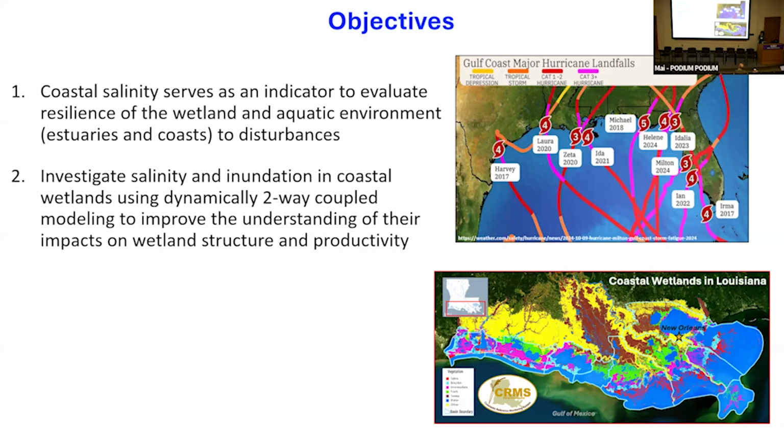In the Gulf Coast, hurricanes have dramatically impacted coastal ecosystems, such as coastal Louisiana. We are dominated by coastal wetlands, right in front of the disturbance of these hurricanes. Among the different variables, coastal salinity could serve as a great indicator to help us evaluate how resilient these coastal ecosystems are to hurricane impact. So the motivation of this work is to use the new dynamically two-way coupled modeling to investigate salinity and inundation in the coastal wetlands.